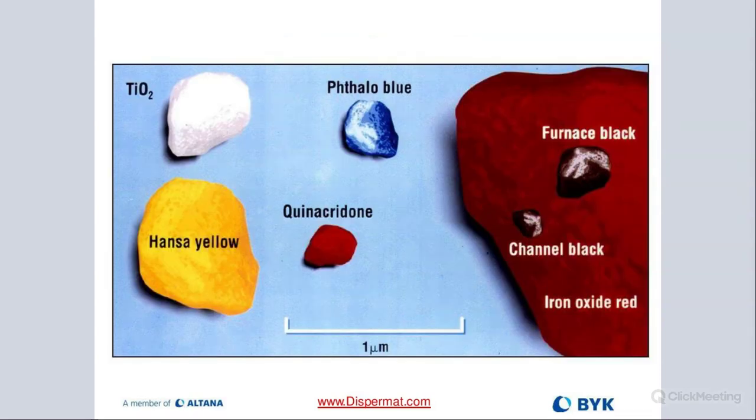So here is just a cool slide showing you the different types of pigments under the microscope, TiO2, and you can see yellows and black. So what that looks like under a microscope relative to their particle size.